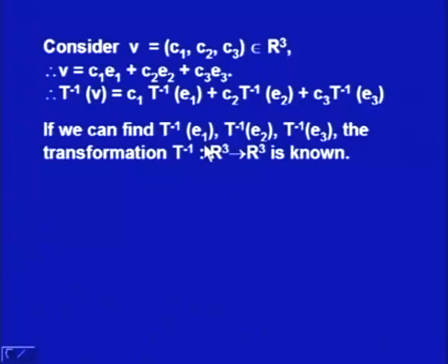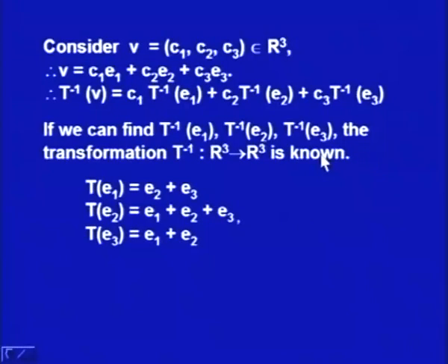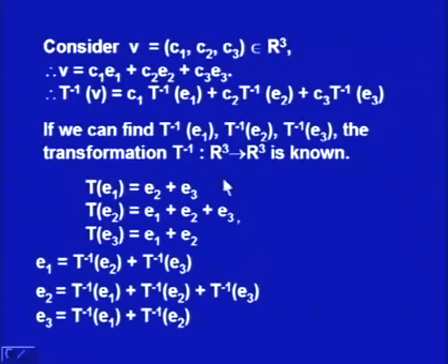Now, we can find T inverse E1, T inverse E2, T inverse E3, then the transformation will be known. So, if V is given to us, then from this we can find out the transformation if T inverse E1 and T inverse E2 and T inverse E3 are known. Now, what is given to us is T E1 is equal to E2 plus E3, T of E2 is equal to E1 plus E2 plus E3, T of E3 is equal to E1 plus E2. We are trying to find out T inverse E1, T inverse E2 and T inverse E3, and if we can find that, we can find out the inverse transformation. So, that is what we are going to do here.